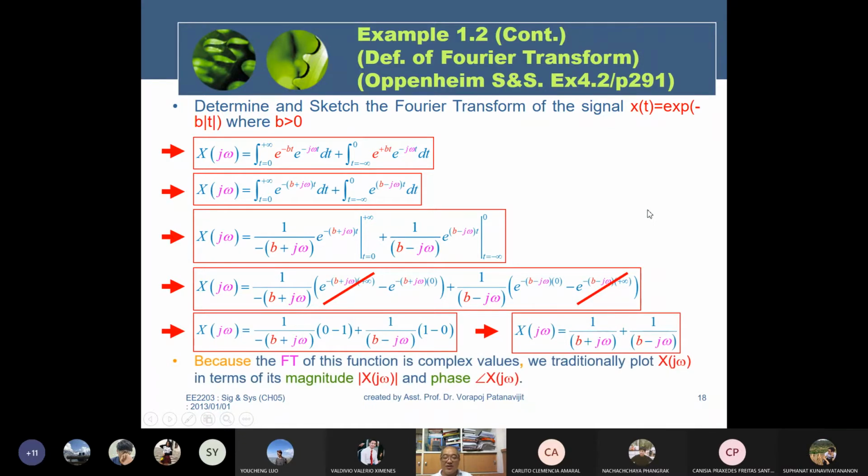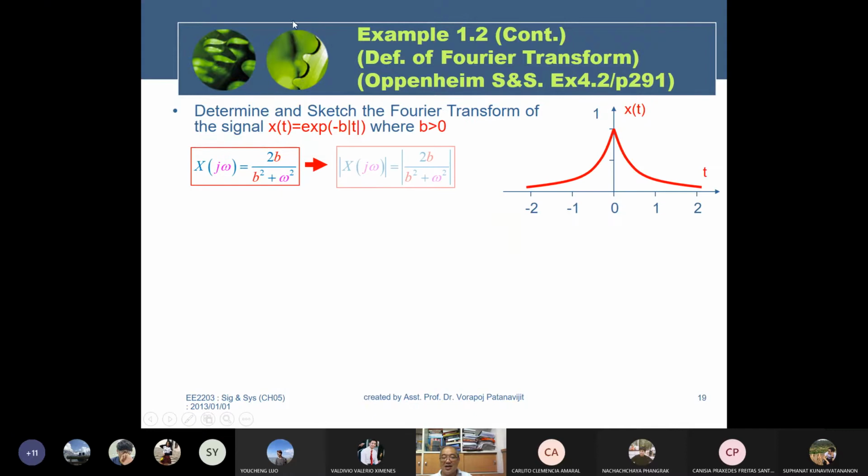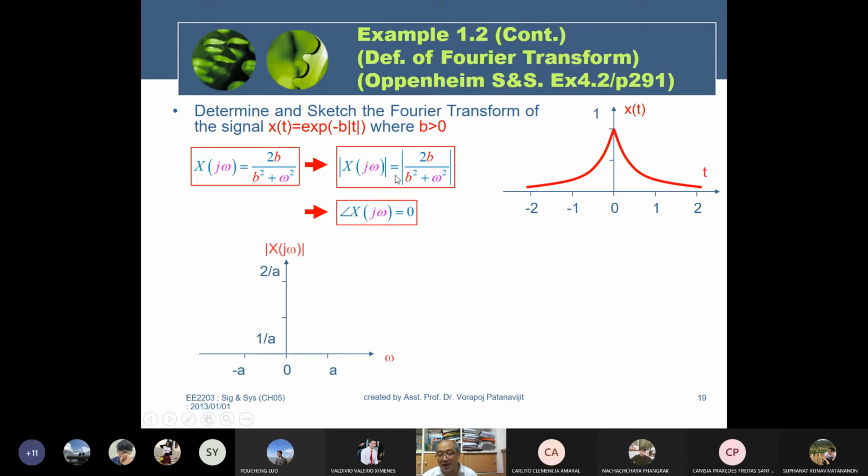Because the Fourier transform of this function is a complex value, we traditionally plot the Fourier transform in terms of the magnitude and the phase instead. The magnitude of them will be in the form 2b divided by b square plus omega square. The Fourier transform comprises only the real part, therefore the imaginary part is 0. If there is no imaginary part, the phase of them is 0 too. The magnitude response is 2b divided by b square plus omega square, and the phase of them will be 0 everywhere.